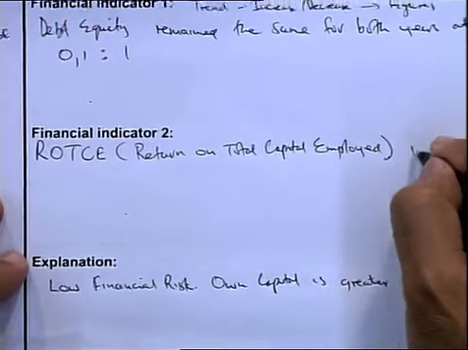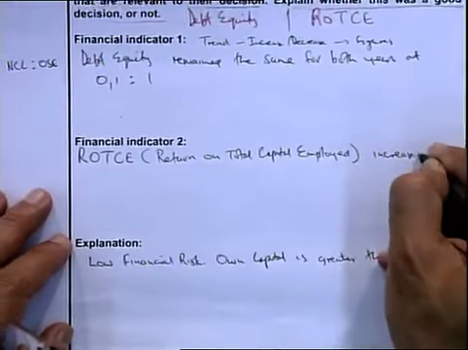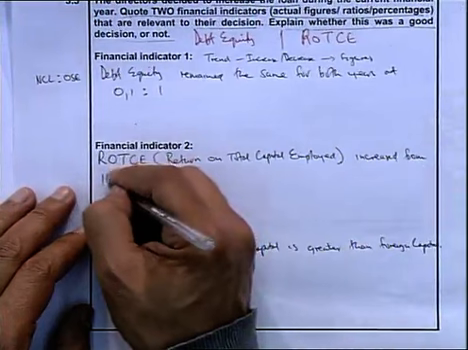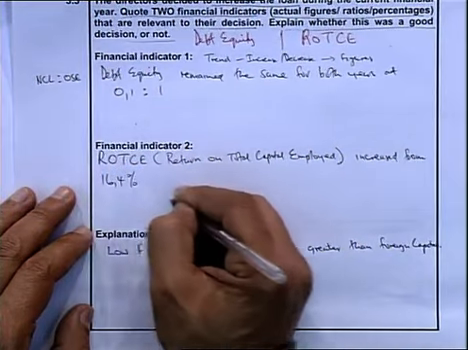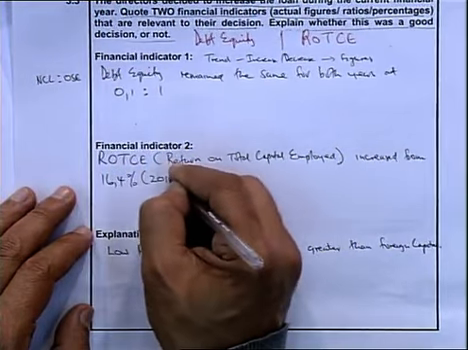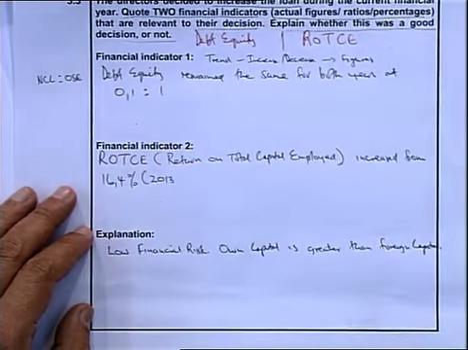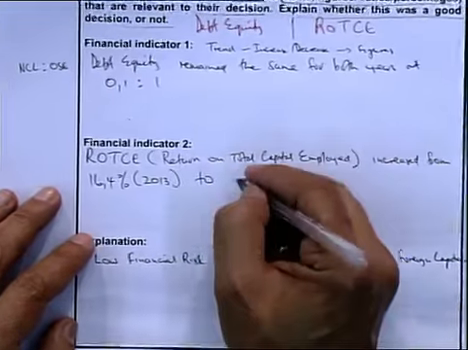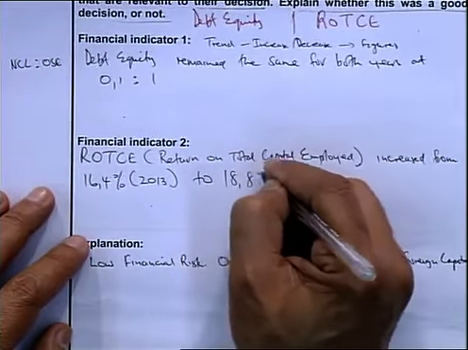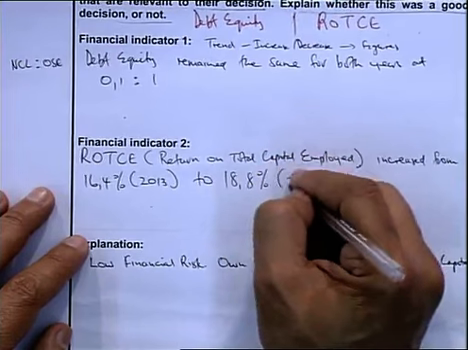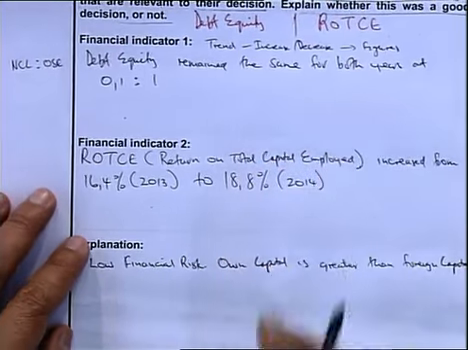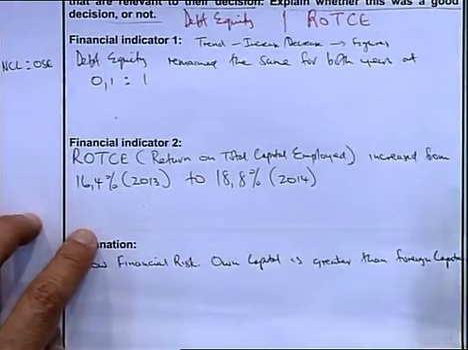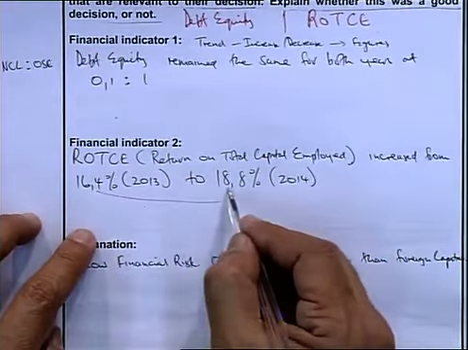It increased from 16.4% in 2013, right? To 18.8% in 2014. Right? So remember, here I said both years, right?